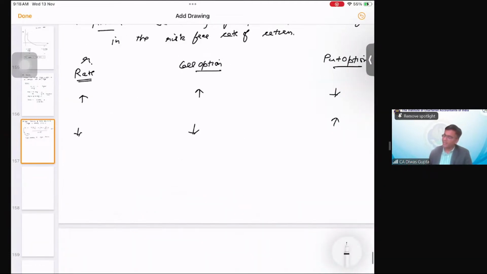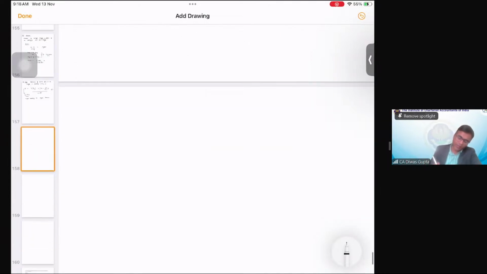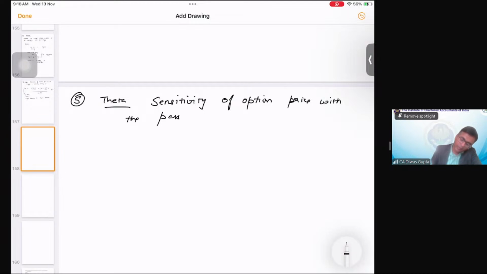Okay. Then finally, what is left? Time. Yes, time. Very good. So the fifth Greek is theta, which is time. Sensitivity of option price with the passage of time. How is T impacting the prices?